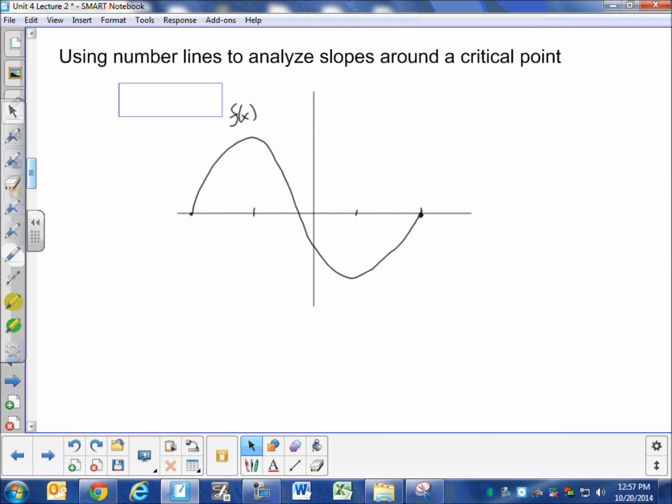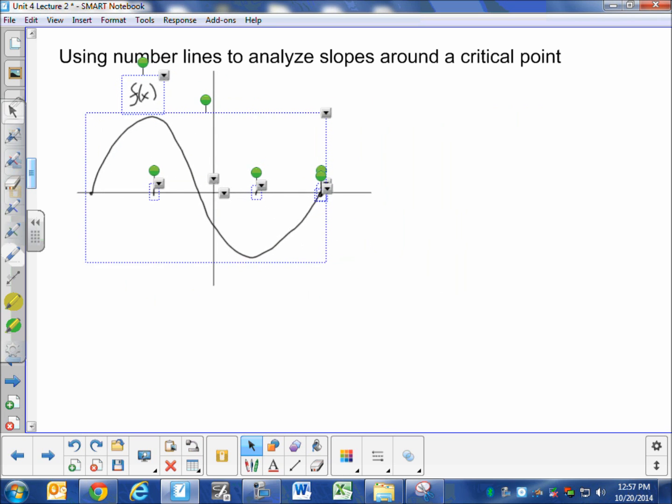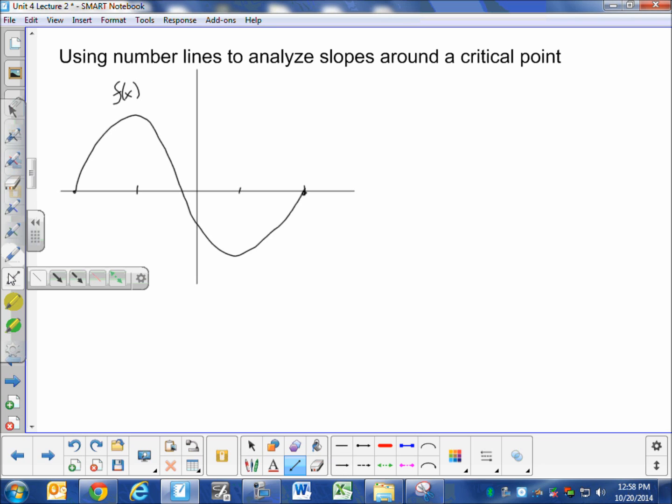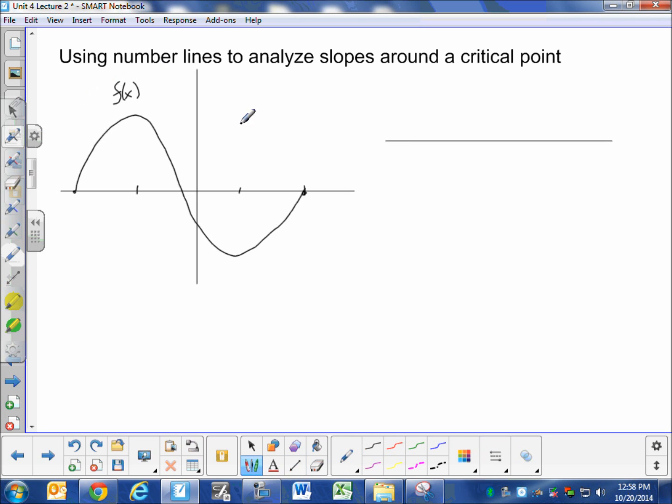Let's do the same process given this f graph that we were talking about before. What we will do, instead of kind of marking it, we're going to use a number line. We will use number lines a lot in the graph of f and f prime. So here is my function. I know I have a critical point at x equals -1 and 1.